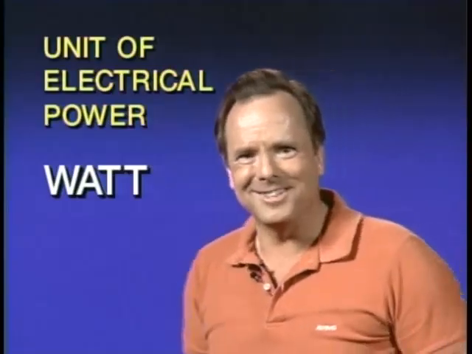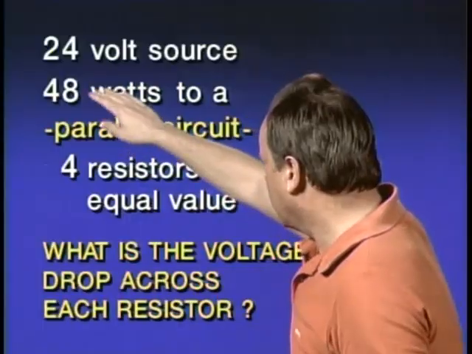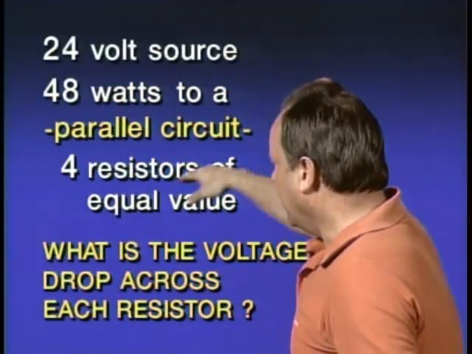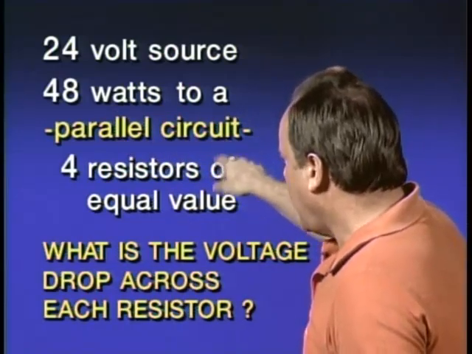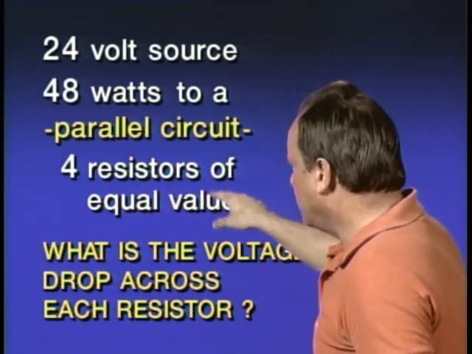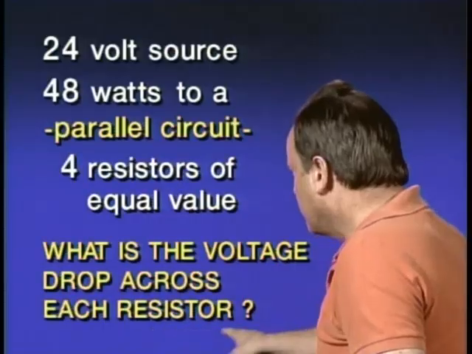All right, now let's take a look at a question the FAA is going to ask you about this on the test. They're going to say, let's assume you have a 24-volt source, and it furnishes 48 watts to a parallel circuit, and there are 4 resistors of equal value. What is the voltage drop across each resistor?